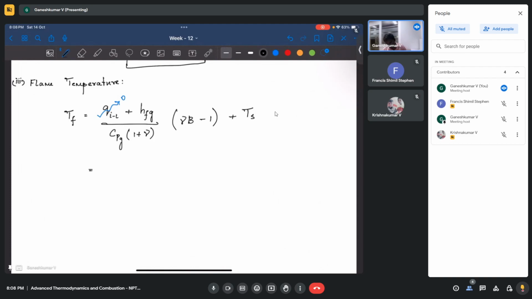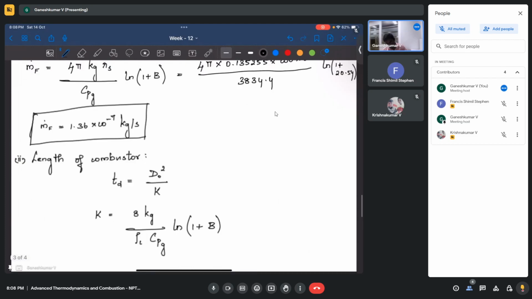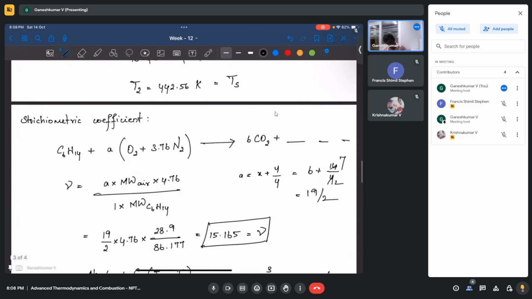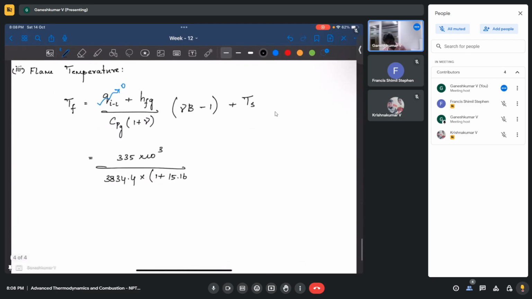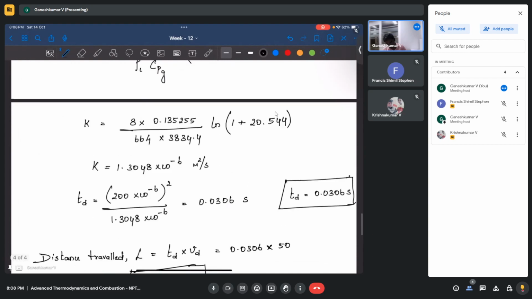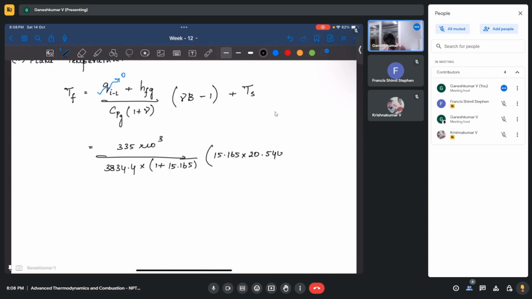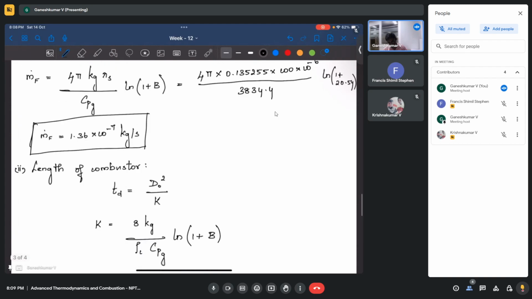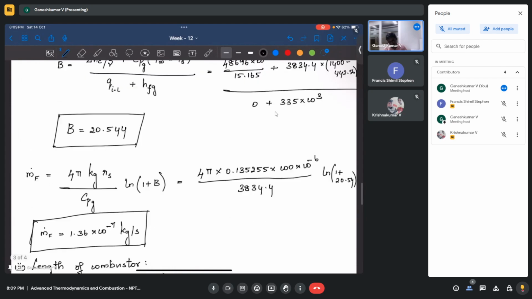Now if we substitute the other values, HFG is 335 into 10 power 3, divided by CPG, which is 3834.4, into (1 plus mu), where mu is 15.165, and B is 20.544, minus 1, plus Ts, which I believe is 442.56.